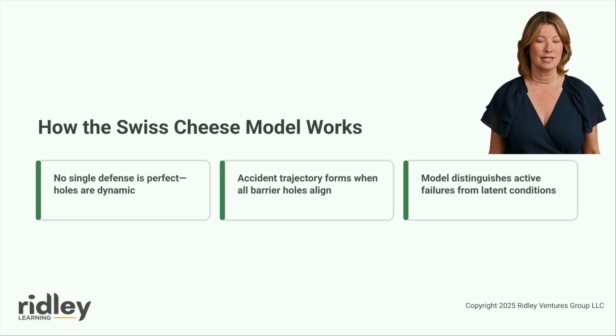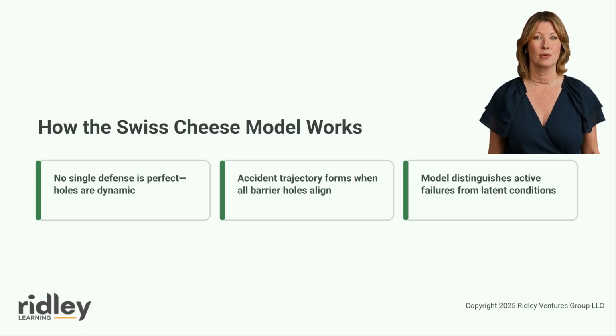Each slice of cheese has holes, which represent weaknesses, gaps, or failures in that particular defense. These holes are not static, they are dynamic, constantly opening, closing, and changing position due to shifting clinical conditions, resource constraints, and human factors. An adverse event occurs only when the holes in all the defensive layers momentarily align, creating a trajectory of accident opportunity that allows a hazard to pass through all the barriers and cause patient harm.